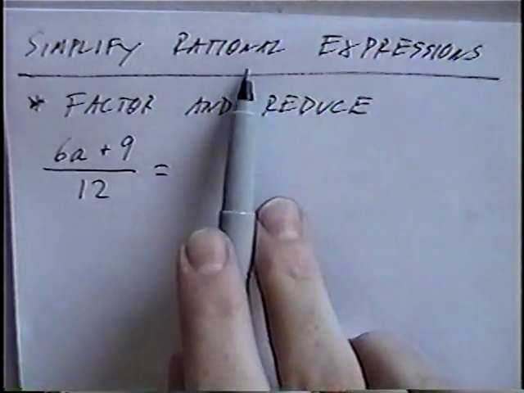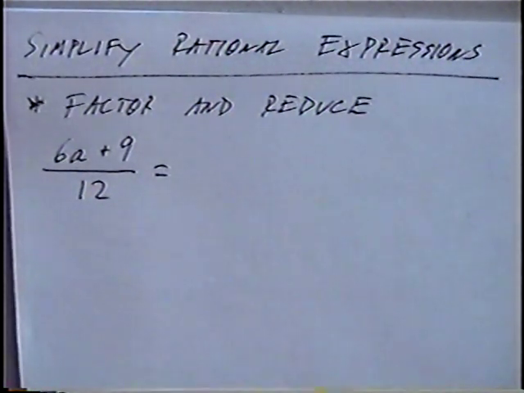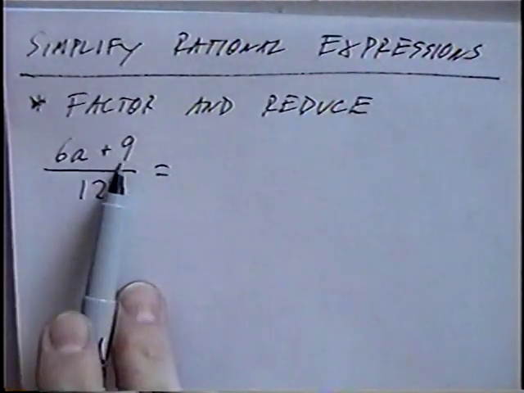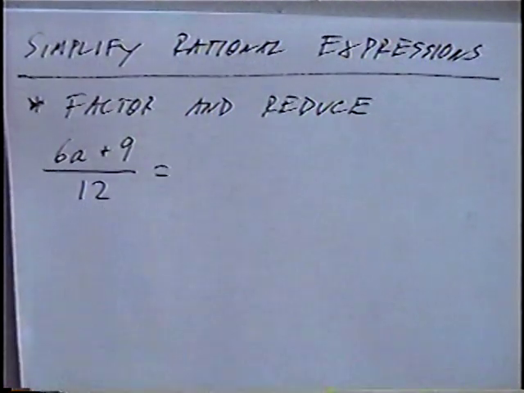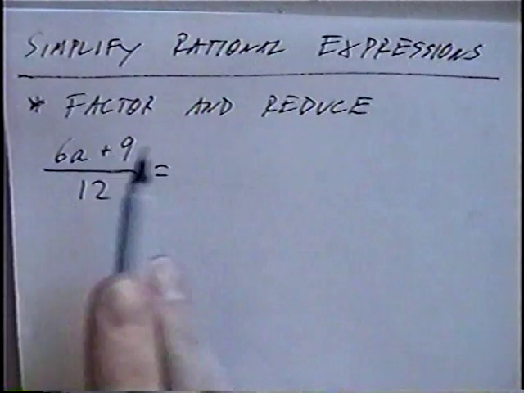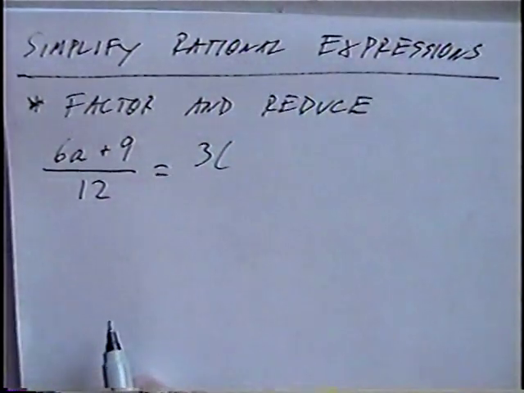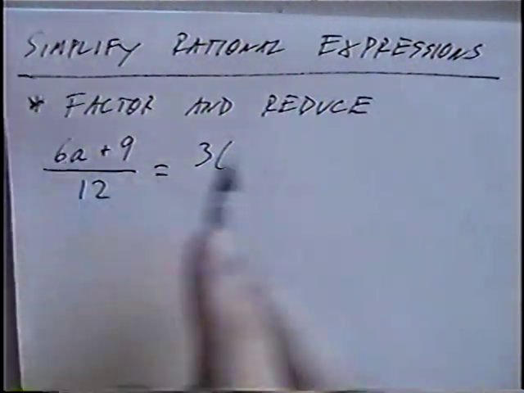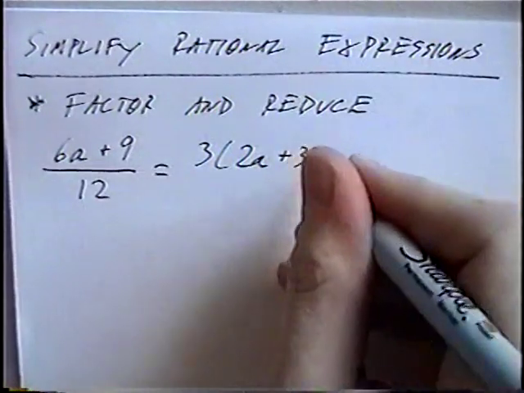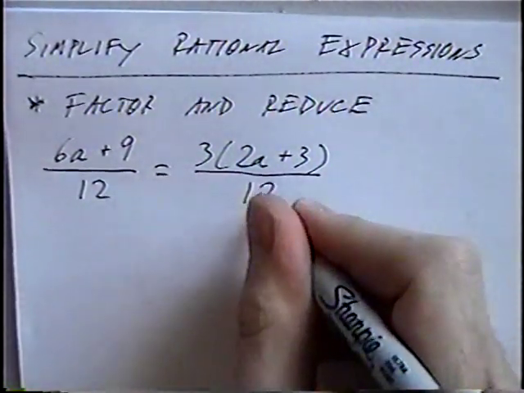The definition of a rational expression is a fraction that contains a variable or a letter. To simplify, we'll first factor. We'll factor the numerator when possible and factor the denominator when possible. For example, the numerator, if we have 6 and 9, we can factor a 3 out of each of those numbers. Dividing by 3, we're left with 2a, and 9 divided by 3 would be 3. 12 is just a number or integer, which would stay the same.